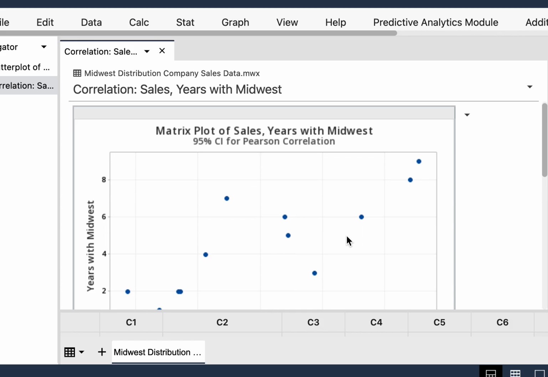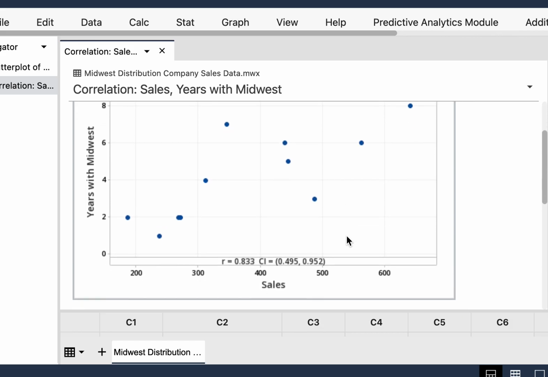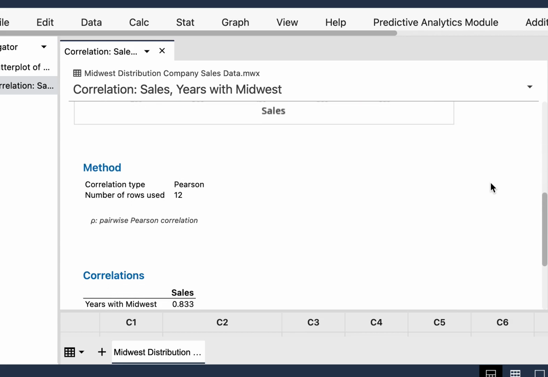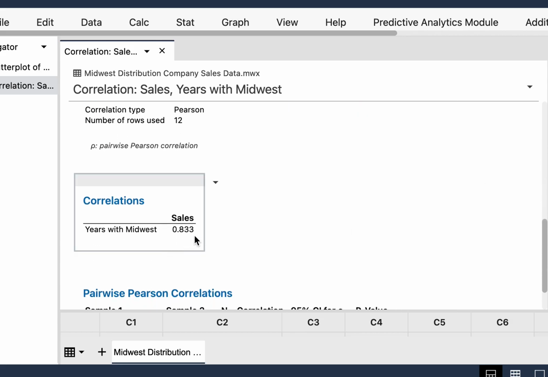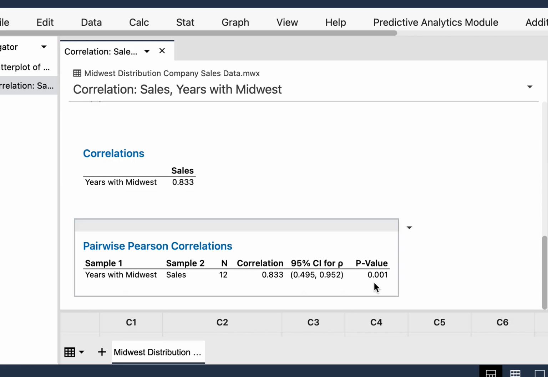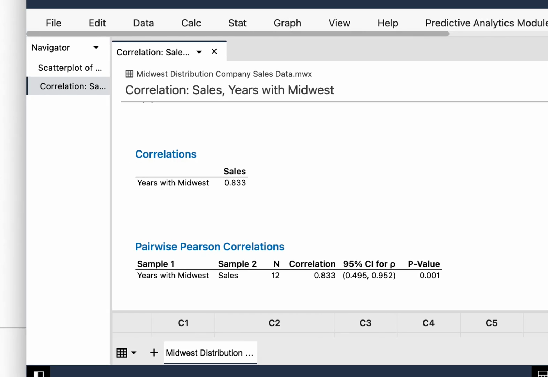And then it's giving me, again, a scatter plot. This time the scatter plot is going to have the R value written in it. So I see my R value here of 0.833. So that's a fairly high positive R value. That means it's a pretty strong correlation and positive slope, which is what we thought based on the scatter plot. And if I keep scrolling down, I see the correlation value in its own separate table there, 0.833. And then if I keep going, I see the p-value here of 0.001. So I'm going to write those down.